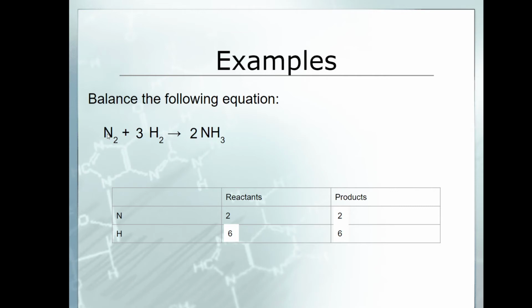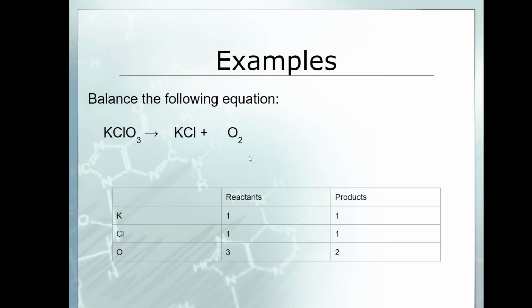You have 2 nitrogens on the left and 2 nitrogens on the right. You have 6 hydrogens on the left and 6 hydrogens on the right. Everything is balanced. Our law of conservation of mass is satisfied, and the only thing we've changed is these coefficients. So we're good to go. All right.